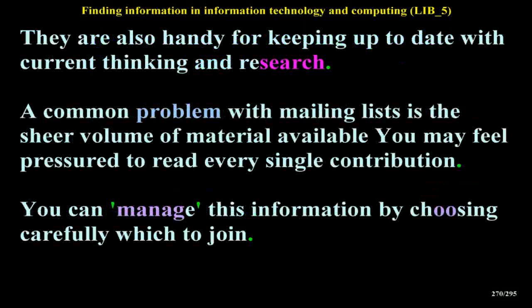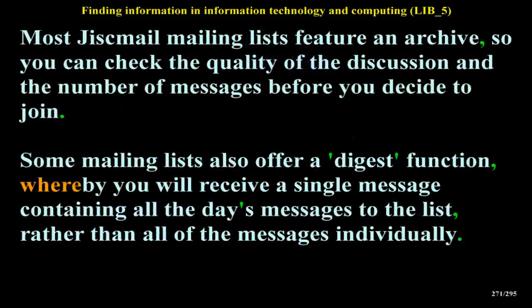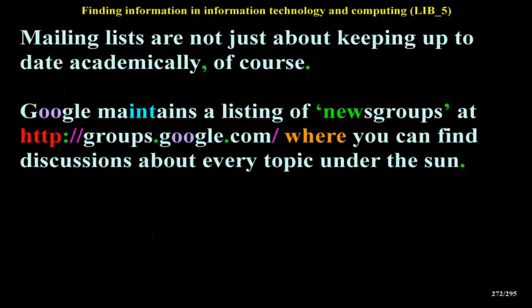A common problem with mailing lists is the sheer volume of material available. You may feel pressured to read every single contribution. You can manage this information by choosing carefully which to join. Most JISCmail mailing lists feature an archive, so you can check the quality of the discussion and the number of messages before you decide to join. Some mailing lists also offer a digest function, whereby you will receive a single message containing all the day's messages to the list, rather than all of the messages individually.